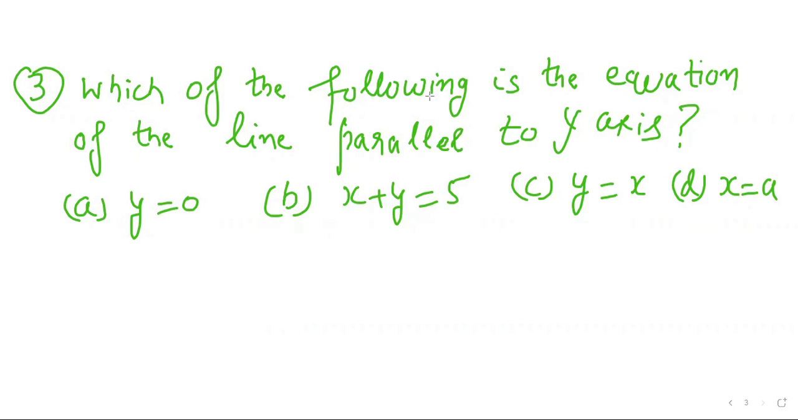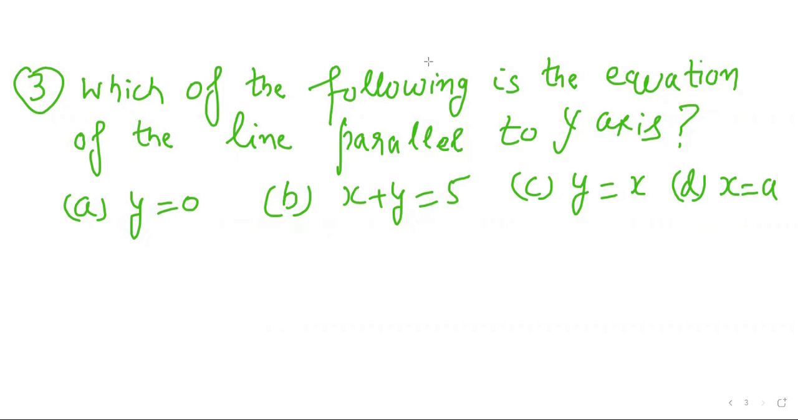Which of the following equations is the equation of a line parallel to the y axis? The equations given are y is equal to 0, x plus y is equal to 5, y is equal to x, and x is equal to 1. This is a multiple choice question.